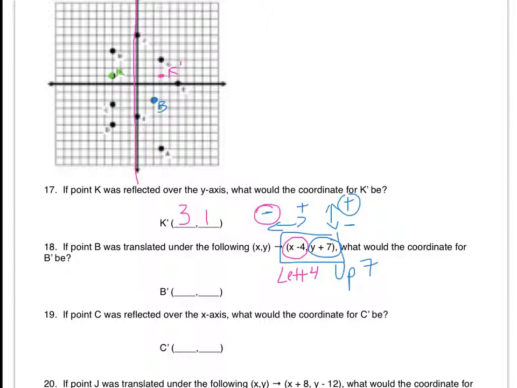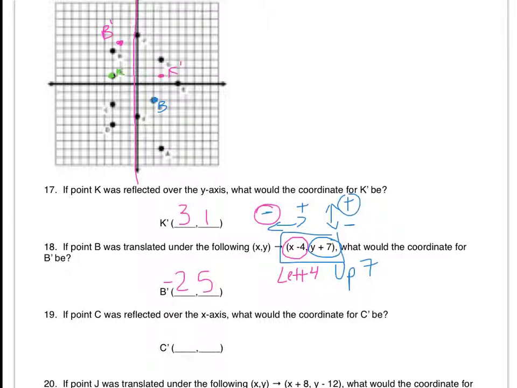So I'm going to take my B point, and I'm going to go left 4. So I go 1, 2, 3, 4. And then I'm going to go up 7. 1, 2, 3, 4, 5, 6, 7. So my point would actually be right here. And that would be B prime. So the coordinates for B prime would be -2 and then 5.